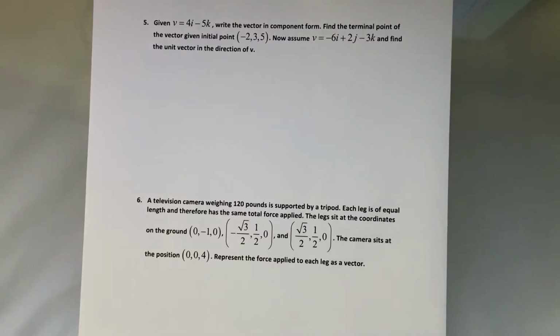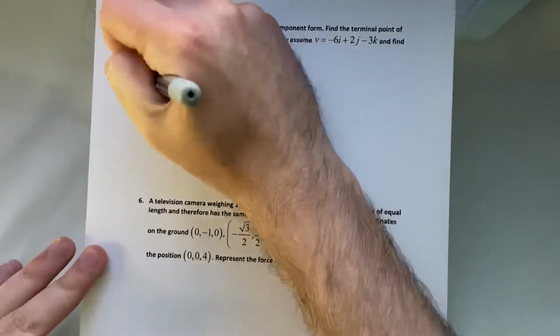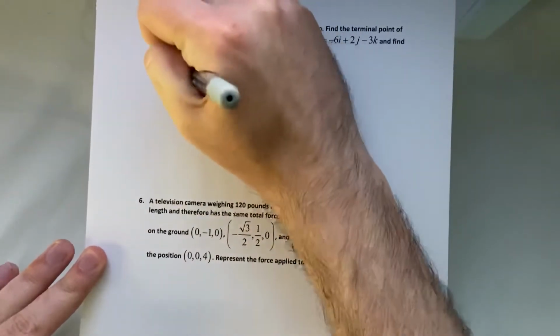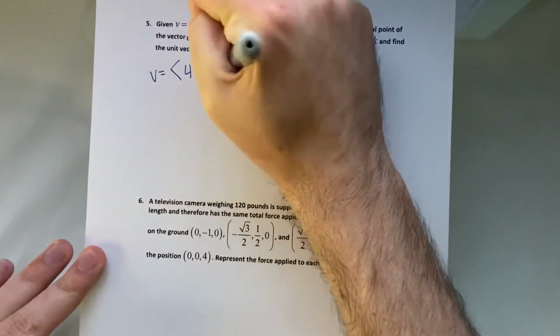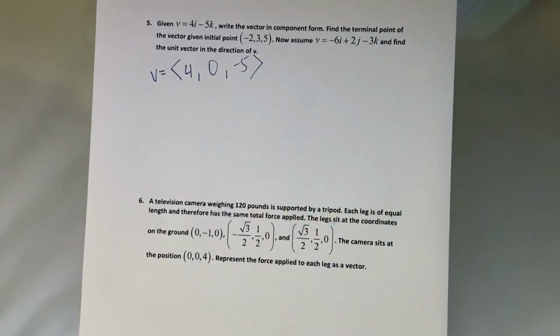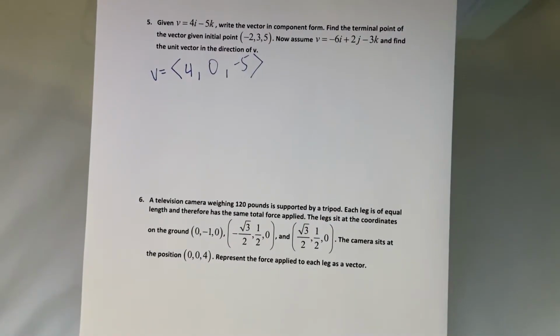Okay, so what do they mean by that? Write it in component form. Component form is three numbers separated by commas. Now notice you see an i and a k and you don't see j. That's because j is 0. So this is the vector in component form. There's 0j.